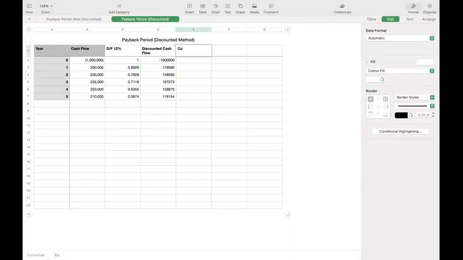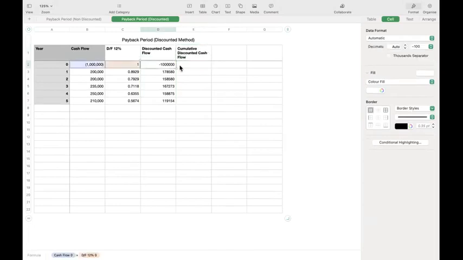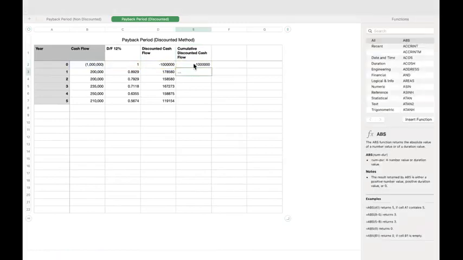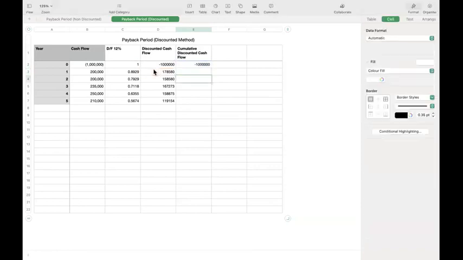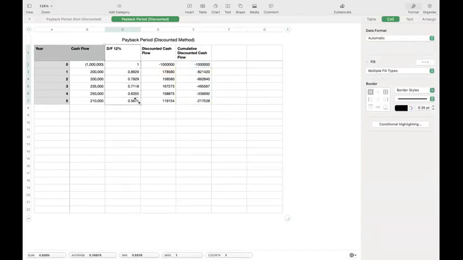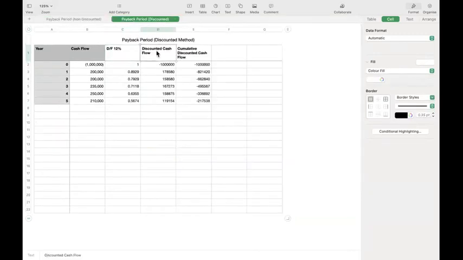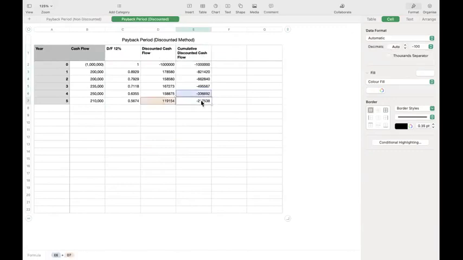Now we have to find the cumulative discounted cash flow. So it's the same way that we did before for payback period using the non-discounting method. There's no difference. It's the same technique, the same application that we apply for this particular technique as well. The only difference here is that we've added this column, which is the discounting factor. So instead of using the cumulative cash flow, we're using the discounted cash flow to find the cumulative discounted cash flow.